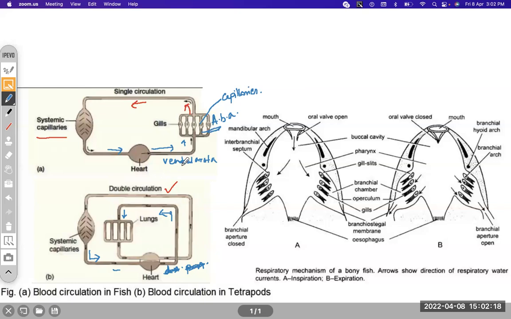From the heart, the blood is carried to the gills in the fishes. That blood vessel is called the ventral aorta. So here also it is the ventral aorta equivalent. That is the pulmonary aorta, the blood vessel which is carrying the blood to the lung.